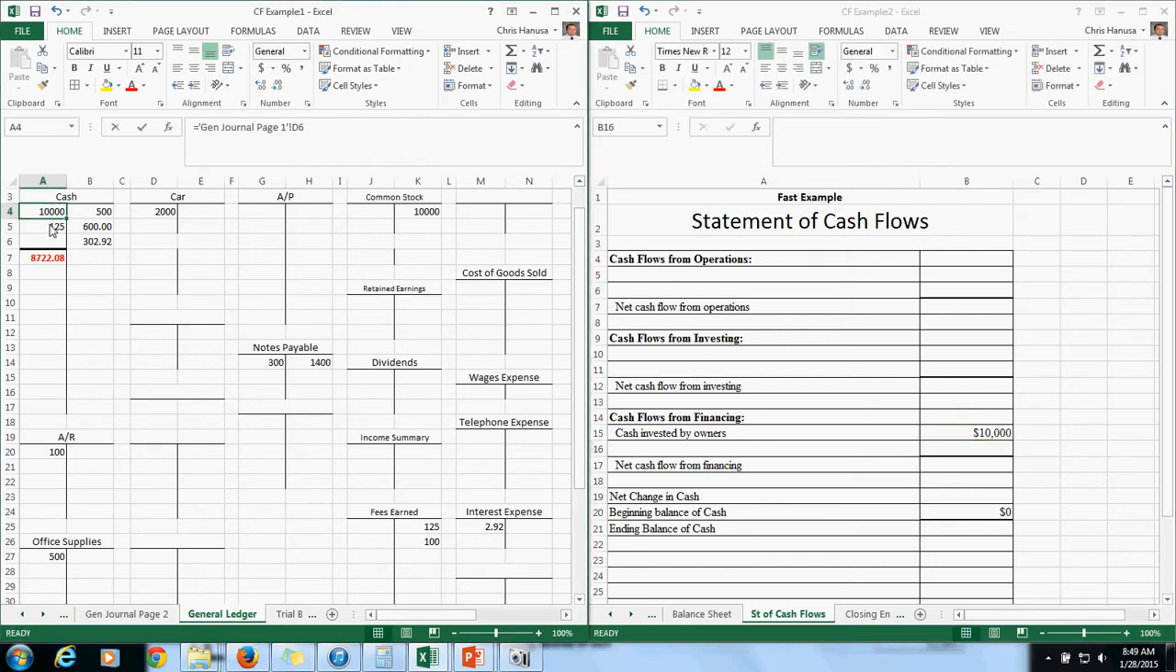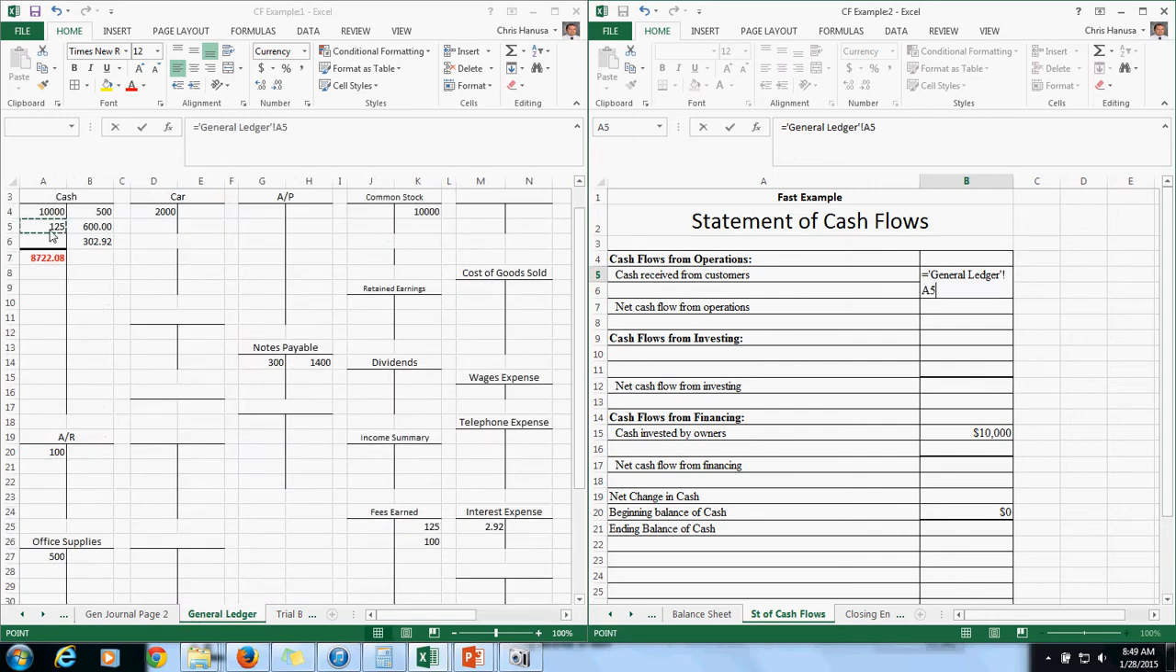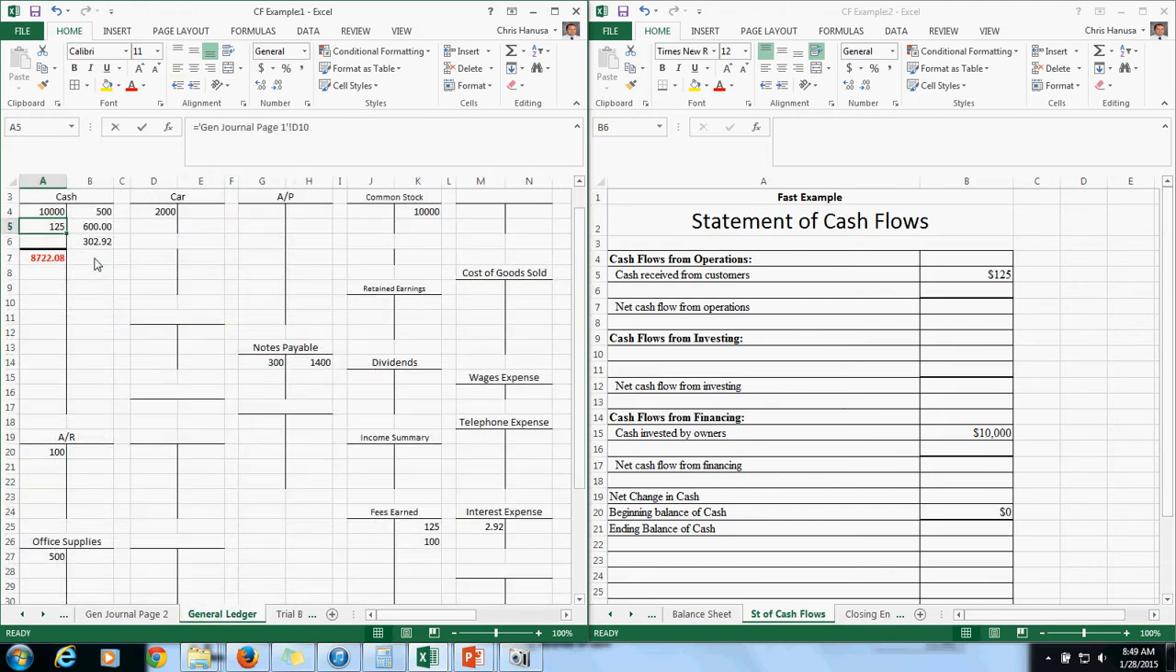I've also got $125 coming in here. So let's go back to that journal page, and we can see that's coming from this line right here, and we can see that's coming in due to fees earned. So that's the normal operation of the business. That's receiving cash from customers. So I'll go up to cash flows from operations, cash received from customers, and again I'll link, and over here let's go to our ledger again and pop that in.